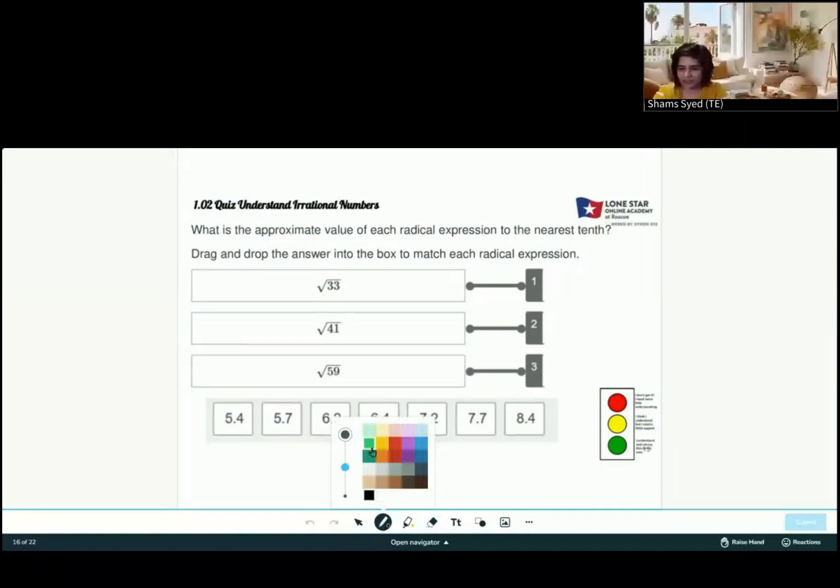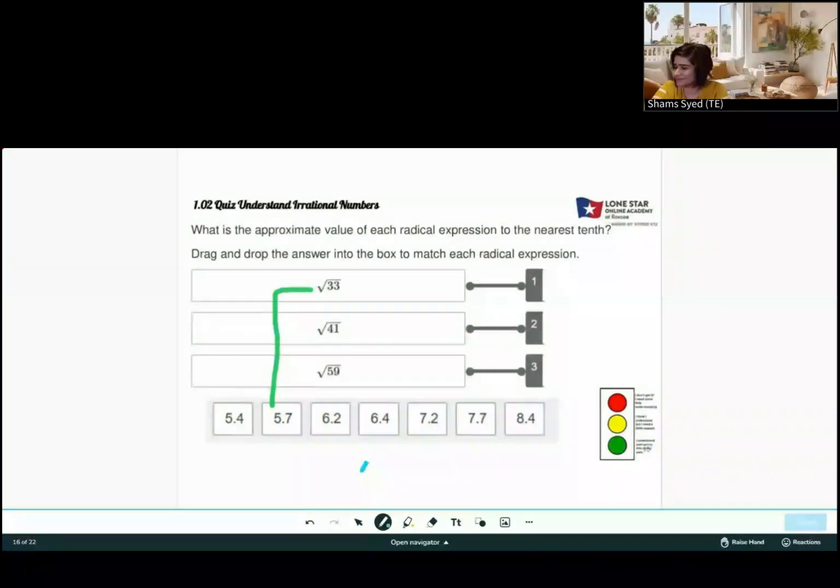It was a drag and drop question. The square root of 33, Rajni says, is 5.7. 5.7. Okay, I will connect it to 5.7. Right? Square root of 41. Use the calculator. Oh, Marissa, nice. Square root of 41.